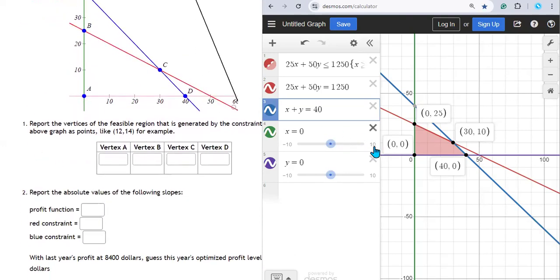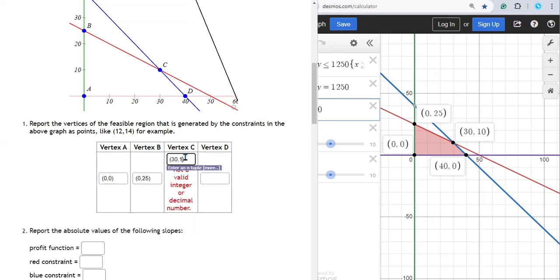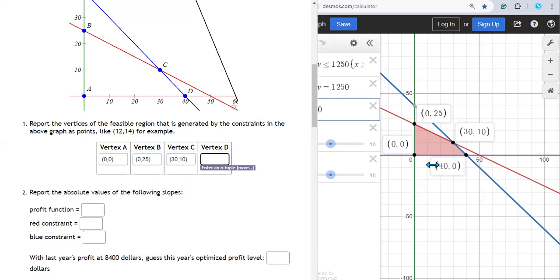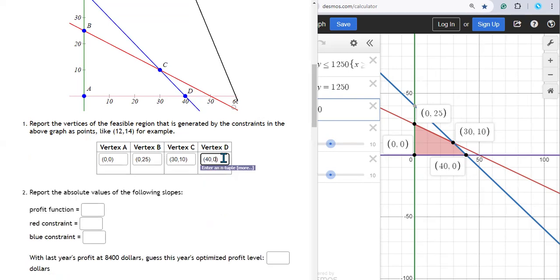So vertex A is 0, 0. And you want to type it into MyOpenMath as 0, 0 with parentheses. Vertex B is right there. That is 0, 25 inside parentheses. Vertex C is 30, 10 inside parentheses, X being 30, Y being 10. And then vertex D inside parentheses is 40, 0. And then I'll press enter to make sure that I got it right.